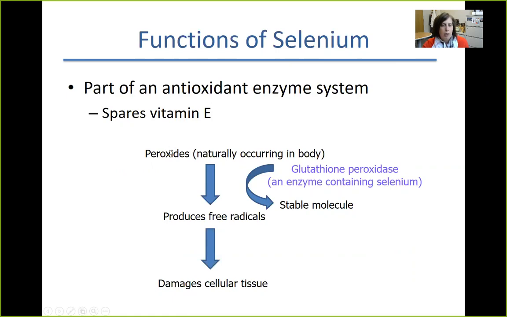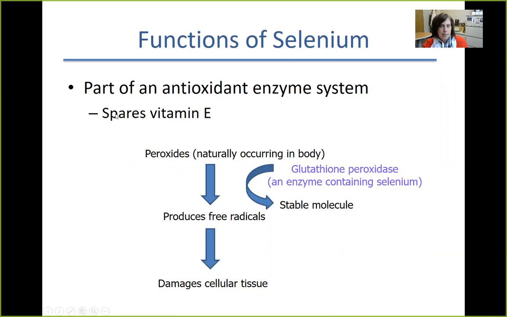We have what are called peroxides, which are naturally occurring compounds in our body, and they can lead to free radical production. We talked about free radicals earlier in this term, and that they can lead to cellular damage, so cellular tissue damage. What can happen, though, is we can have an enzyme in the body that contains selenium. It's called glutathione peroxidase, and this can help to stabilize these peroxides, making them a stable molecule.